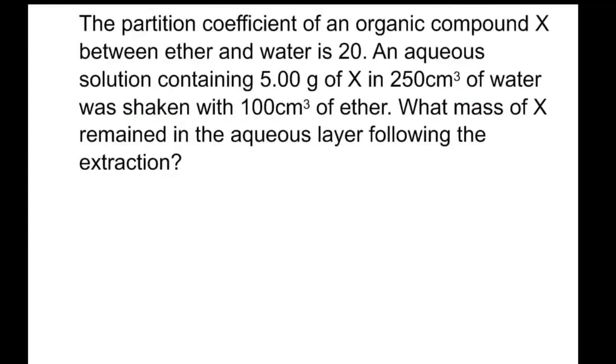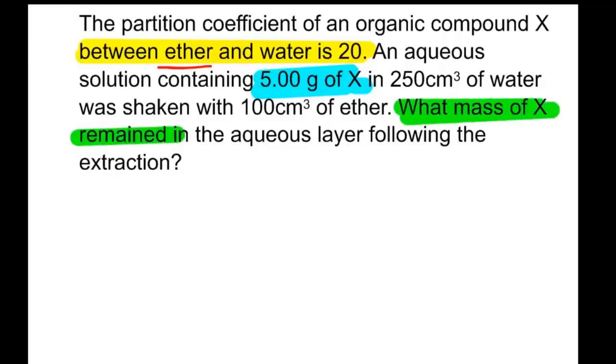The first thing we identify then is the order in which the two liquids appear in the sentence. Ether before the water. So if the partition coefficient is 20, that means it's 20 times more soluble in ether than in water. The mass of solute 5 grams, and here we're required to work out what mass of X remains in the aqueous layer.